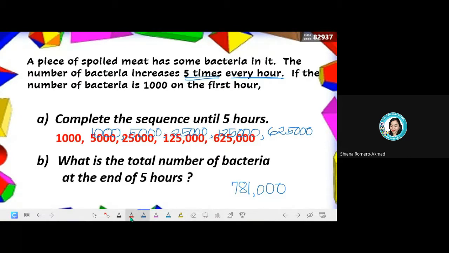So, the sum of the five terms is 781,000, meaning there are 781,000 bacteria at the end of five hours. Okay.